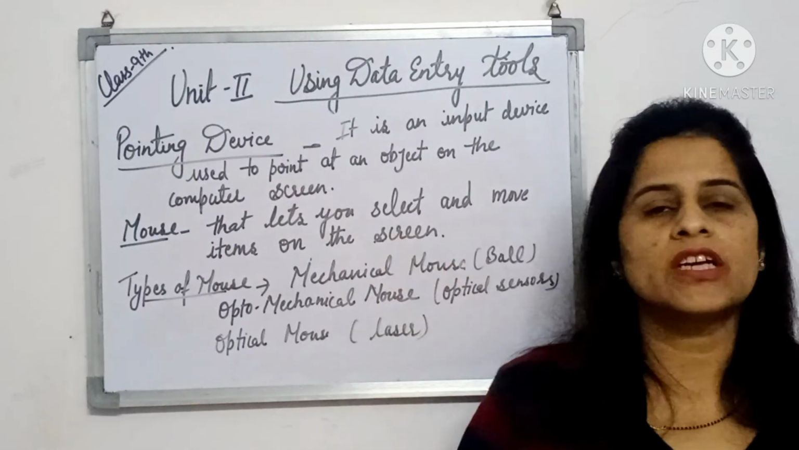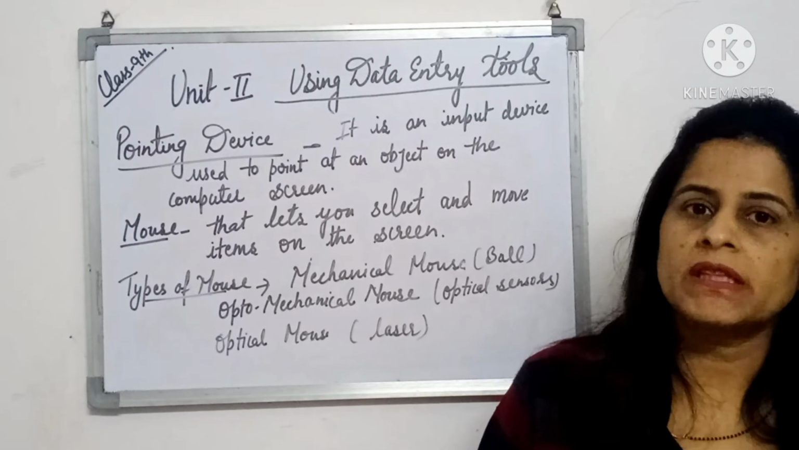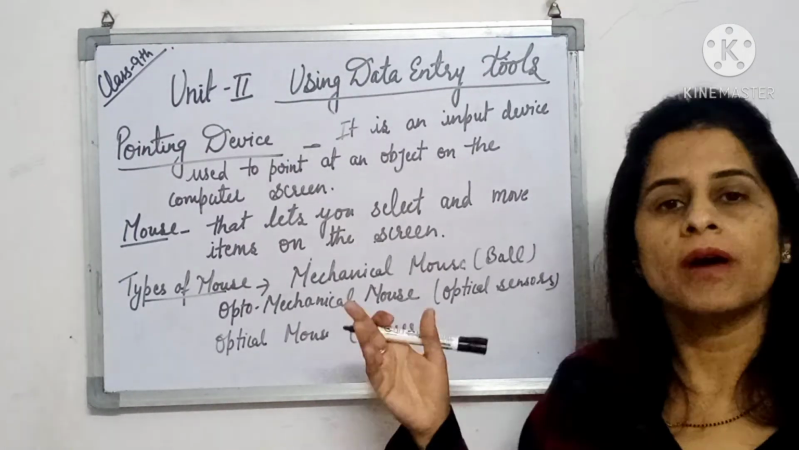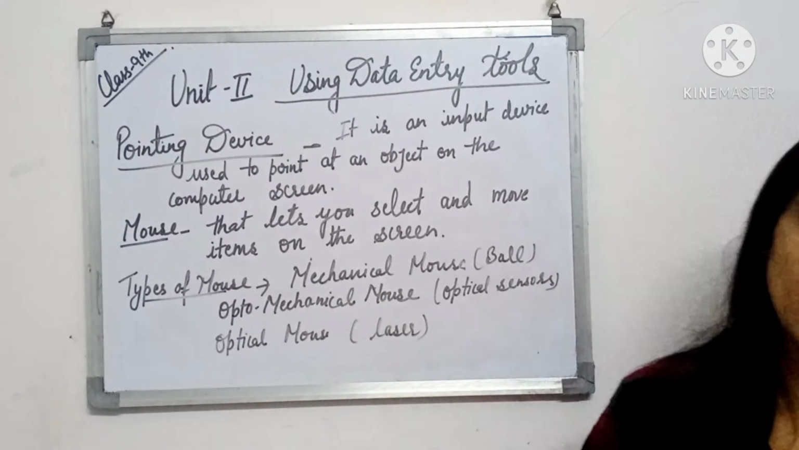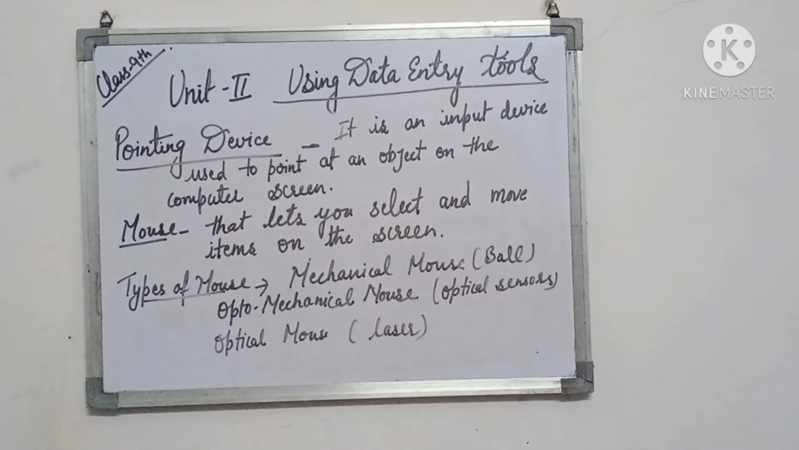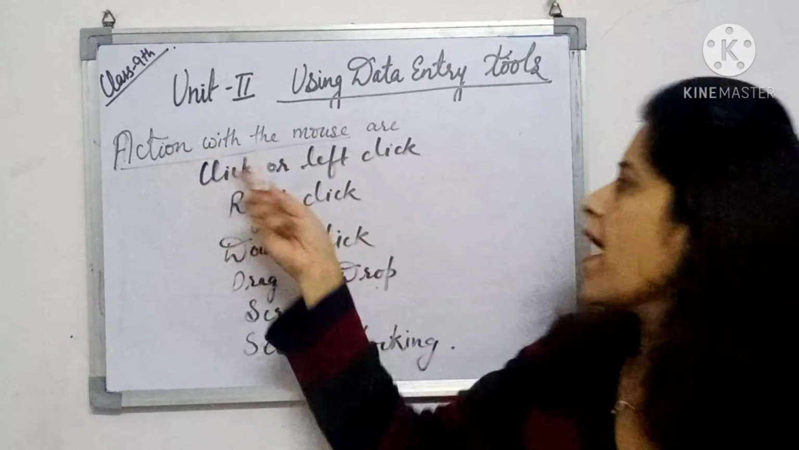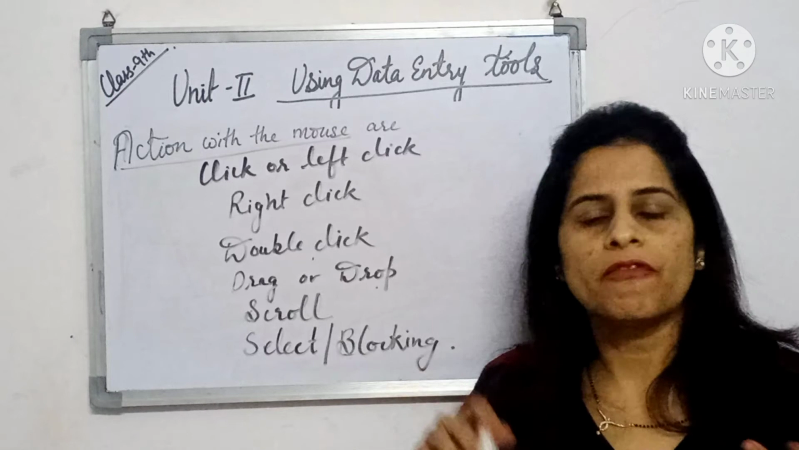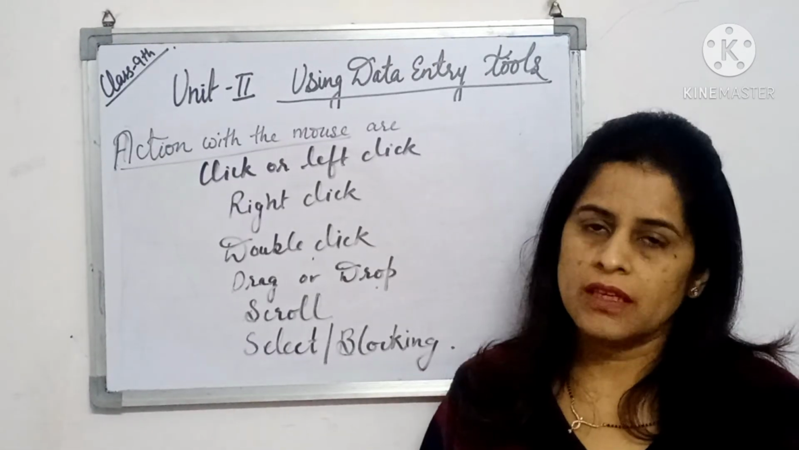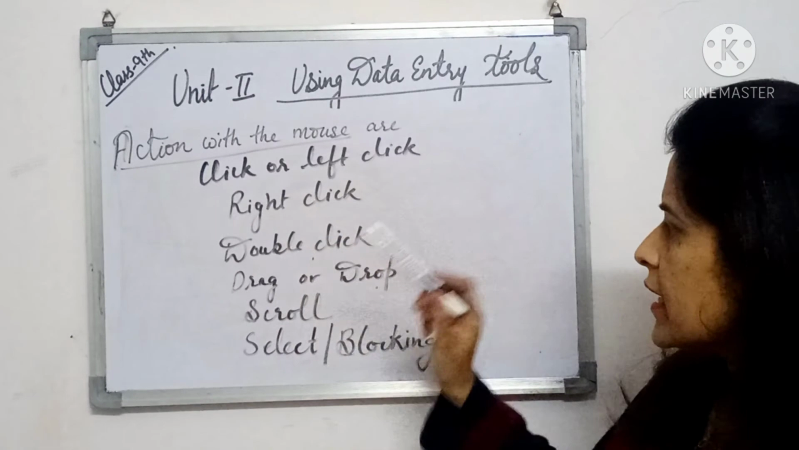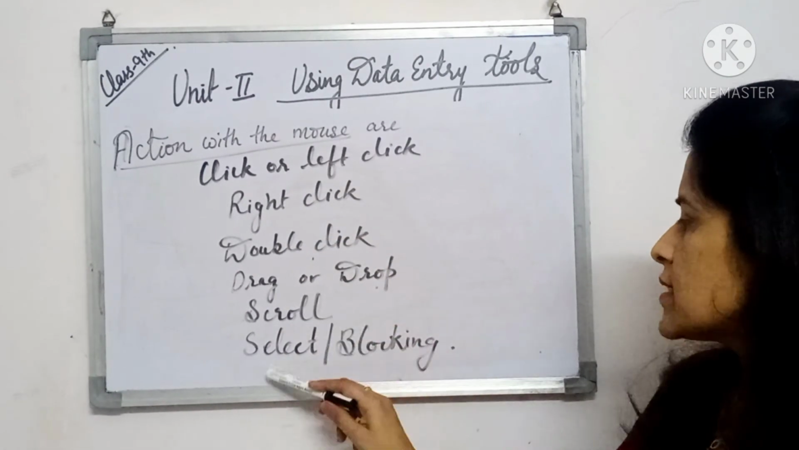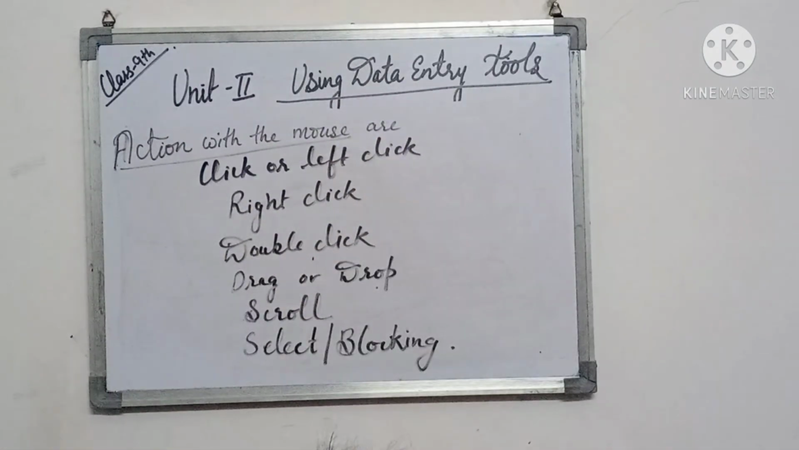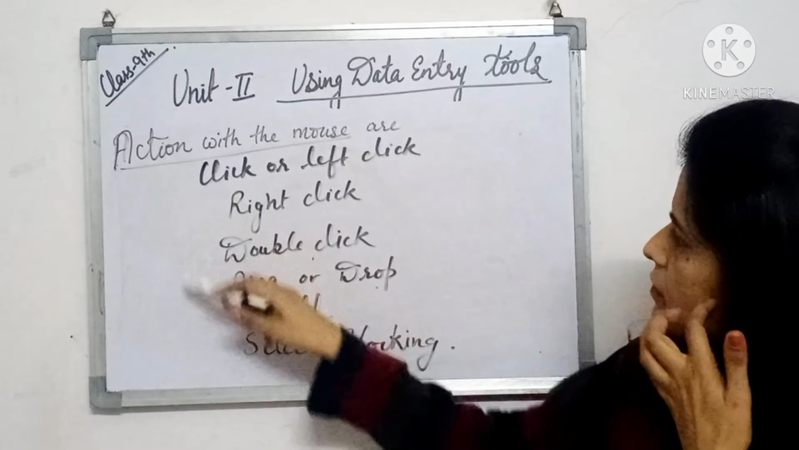Now what type of functions, which type of events, can we do with the mouse? What are the common actions that we can do with the mouse? These are the click and the left click. Left clicking, right clicking, double clicking, drag and drop, scroll, select and blocking. So these are some functions that we do with the mouse.